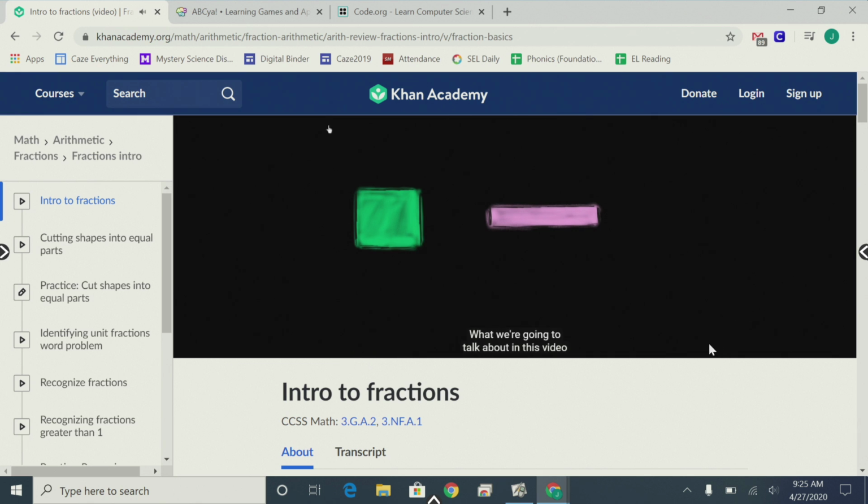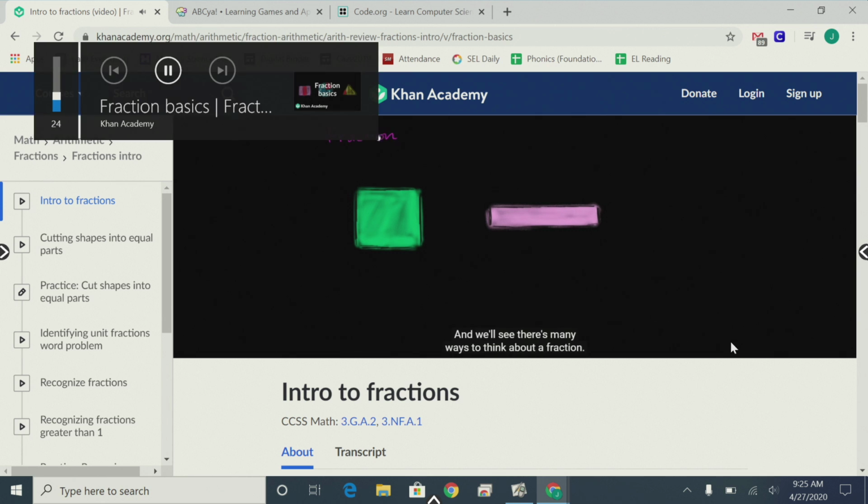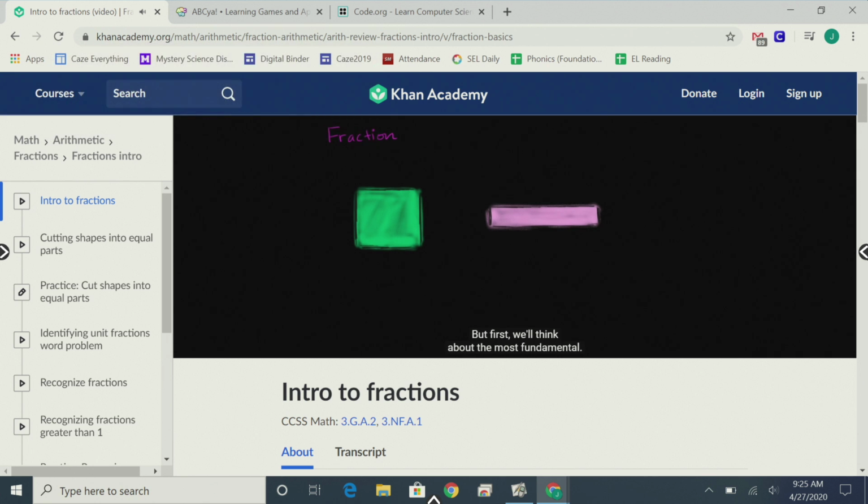What we're going to talk about in this video is the idea of a fraction. We'll see there's many ways to think about a fraction. But first we'll think about the most fundamental. So let's say that I have this square, and this is the whole. We can consider this a whole. So let me write that down. This is a whole. It is a complete square.